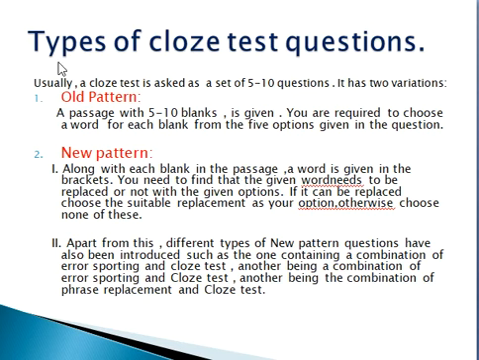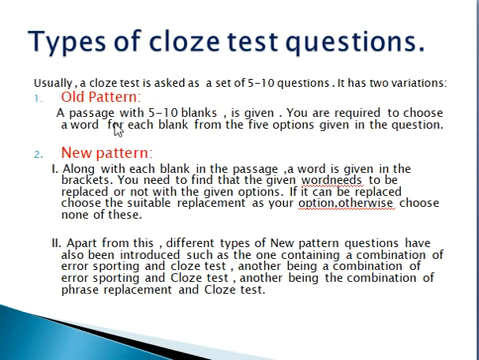Now next is the types of cloze test questions, meaning the types which I have seen till now. There are so many patterns which have changed during these years, so I have discussed both. Usually a cloze test is asked as a set of 5 to 10 questions. It has two variations. The first one is the old pattern and the second one is the new pattern.